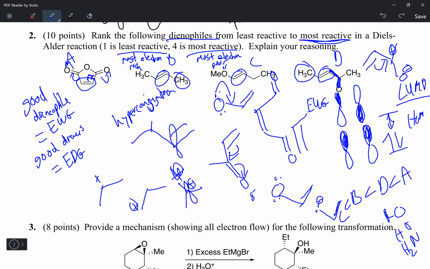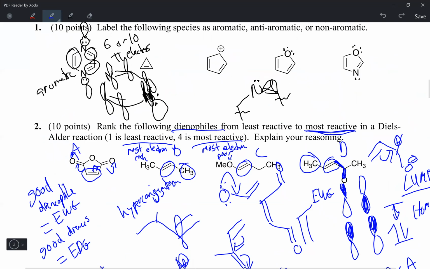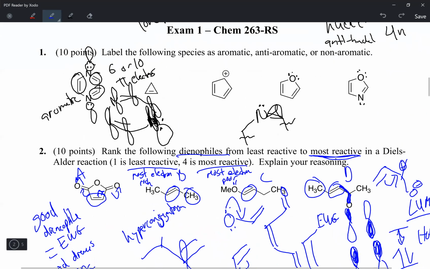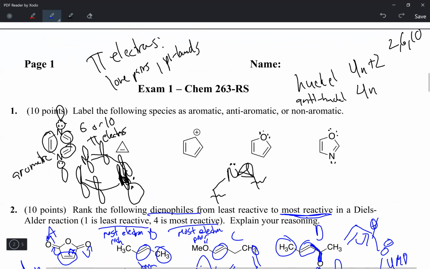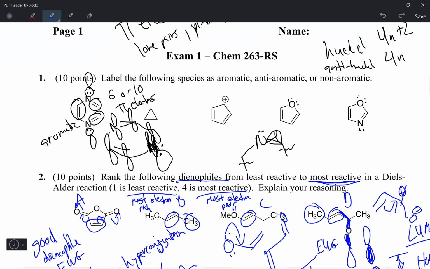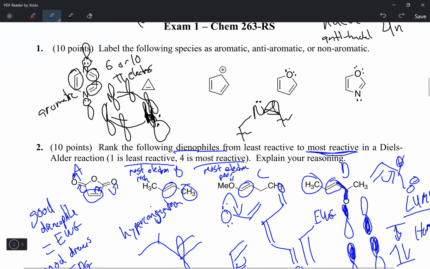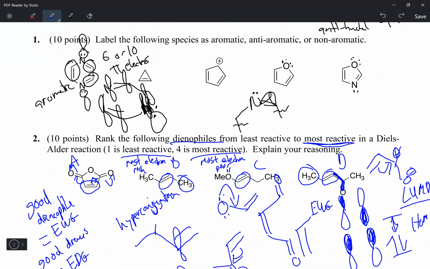Just be careful if you get a question like this, because this is just for dienophiles. Which exam is this? 2019 RS, right? It's in the Orgo 2 folder, you'll see it. Thank you so much, Sharon. Yeah, no worries. Have a good day. Just like this logic works for dienophiles, but literally the exact opposite is true for dienes. So just read your question properly.